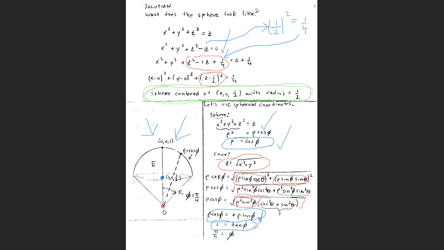Okay, it has to be pi over 4. I mean, we know the tangent of 45 degrees is equal to 1. The tangent of 225 degrees also equals 1. But clearly, phi is restricted between 0 and 180 degrees. So phi is going to equal pi over 4, 45 degrees.